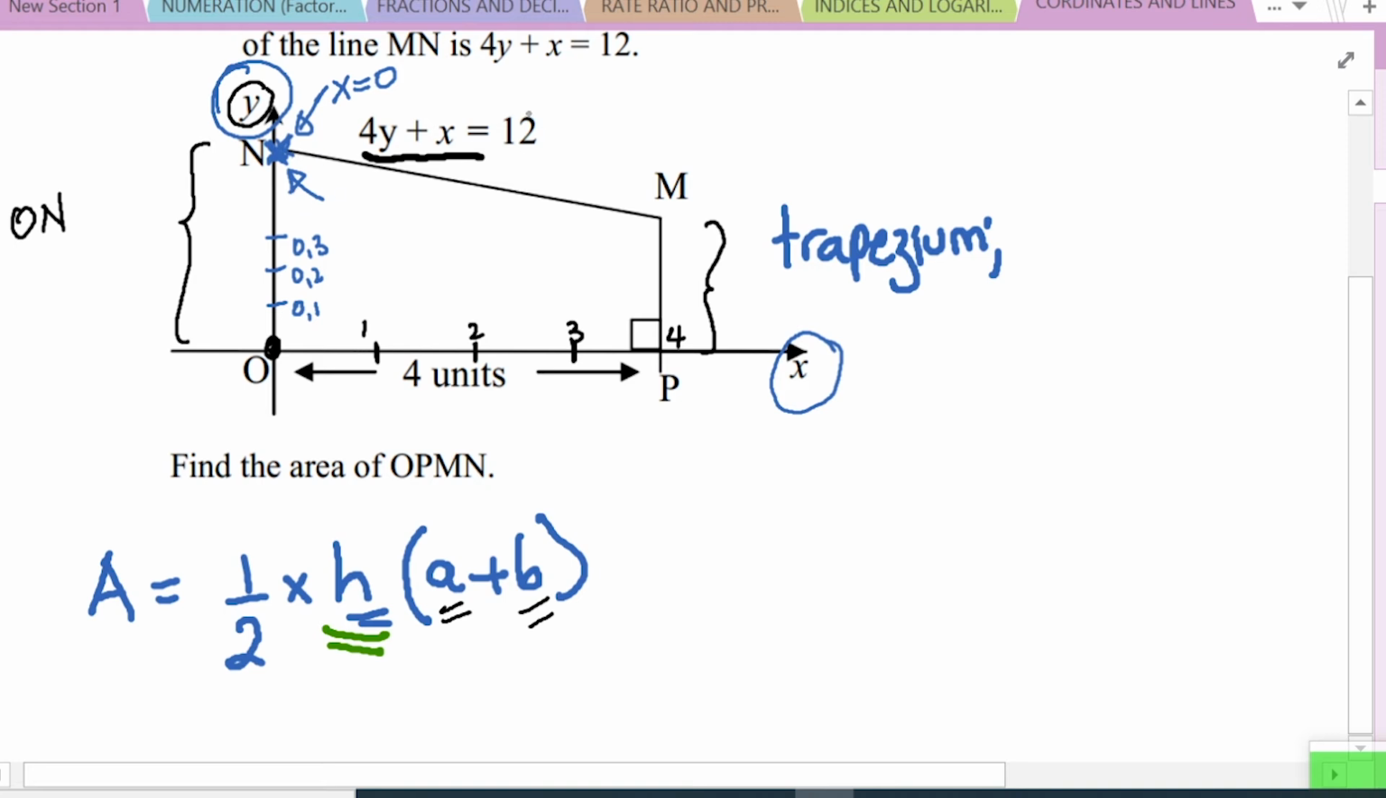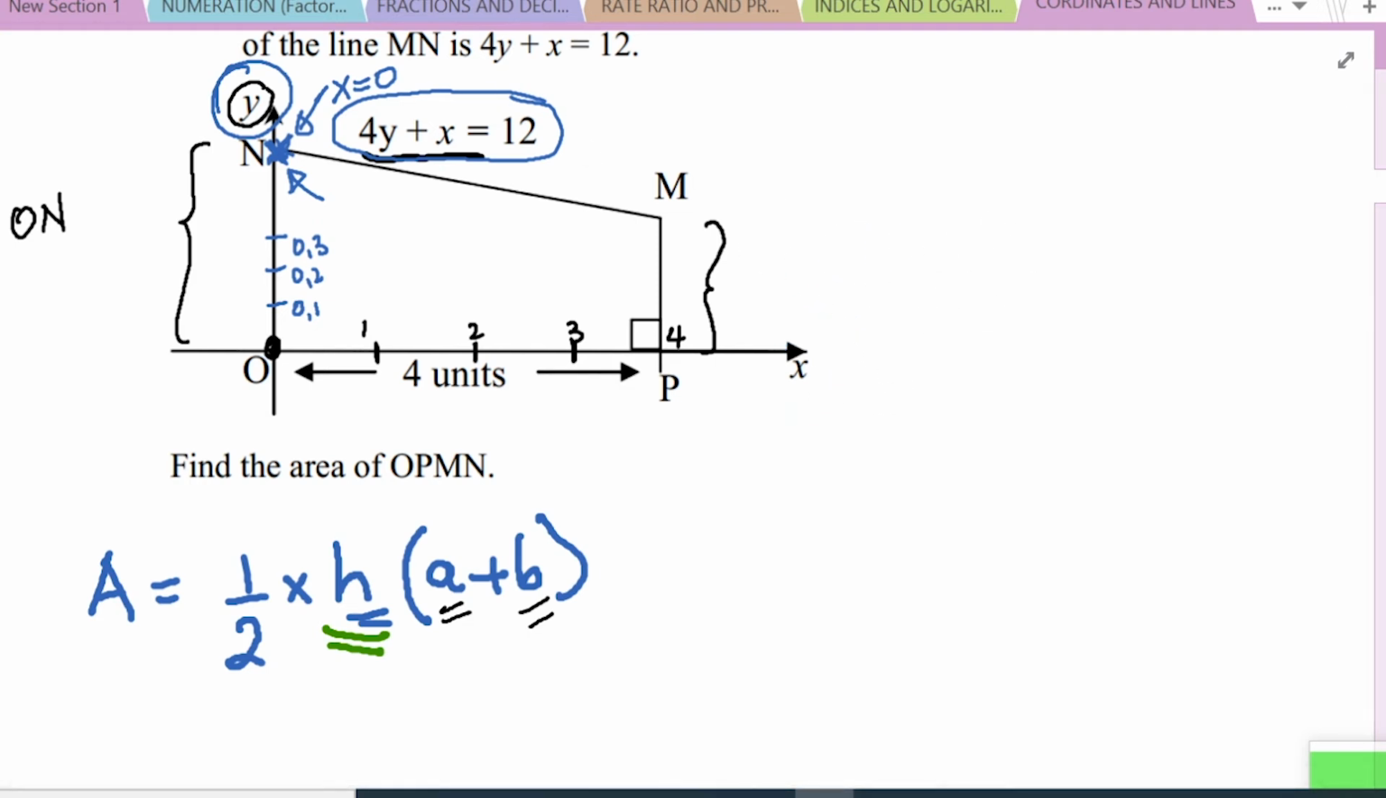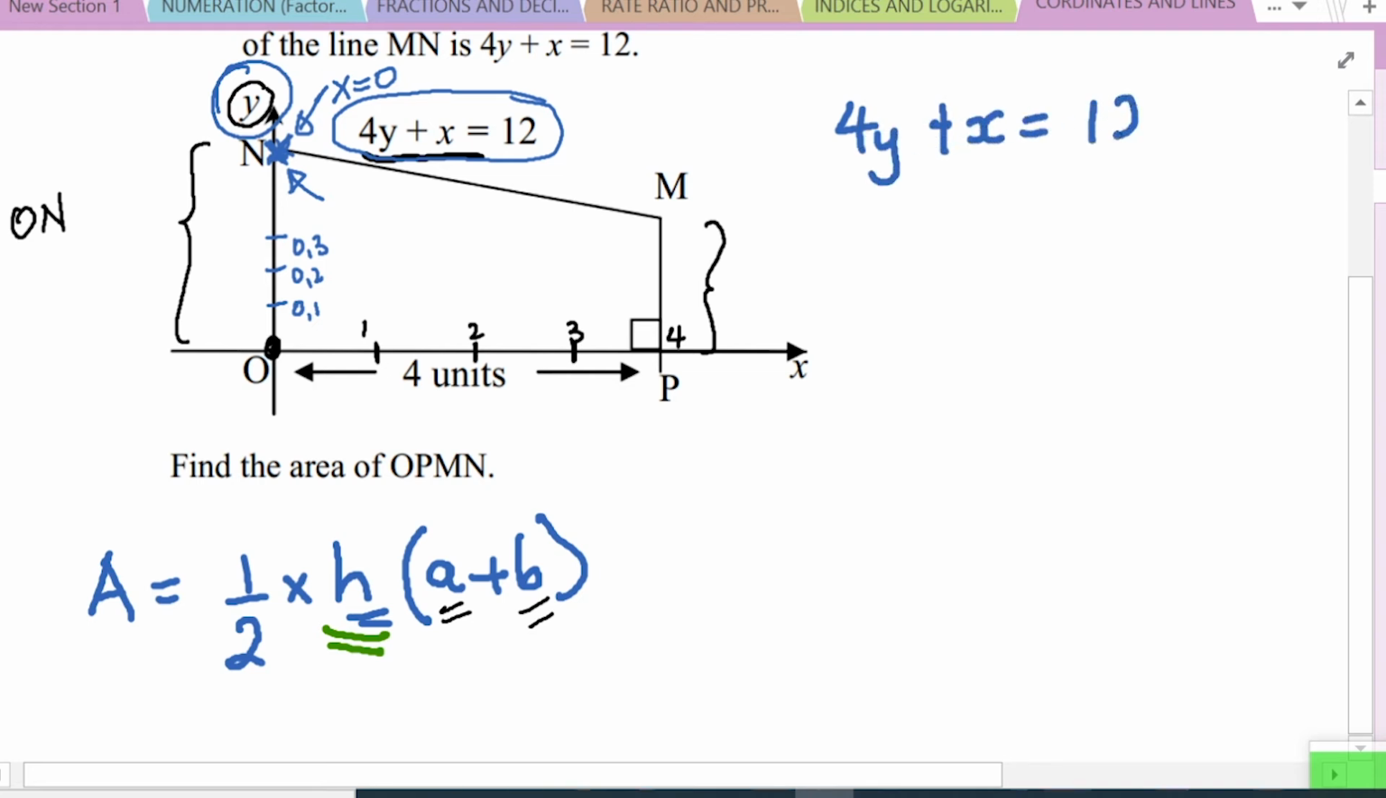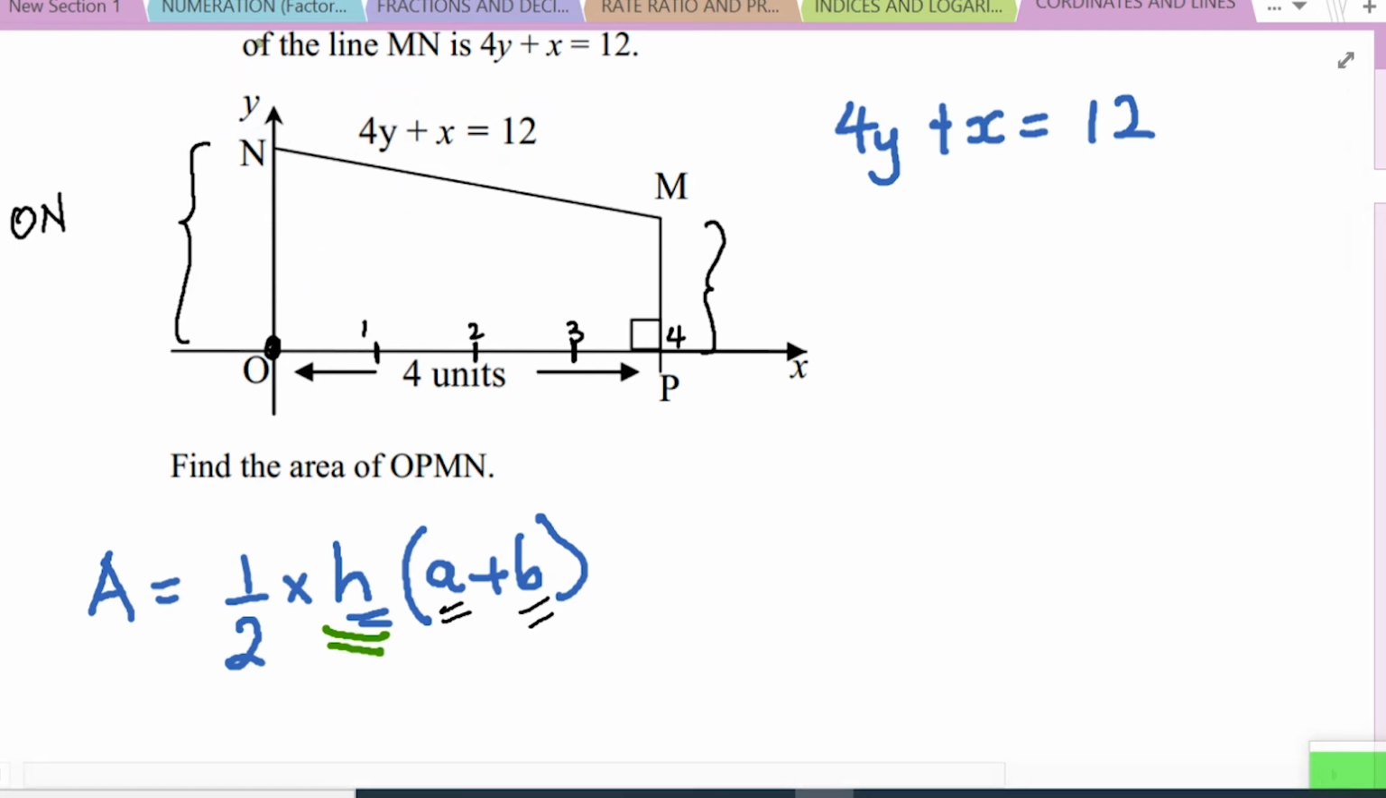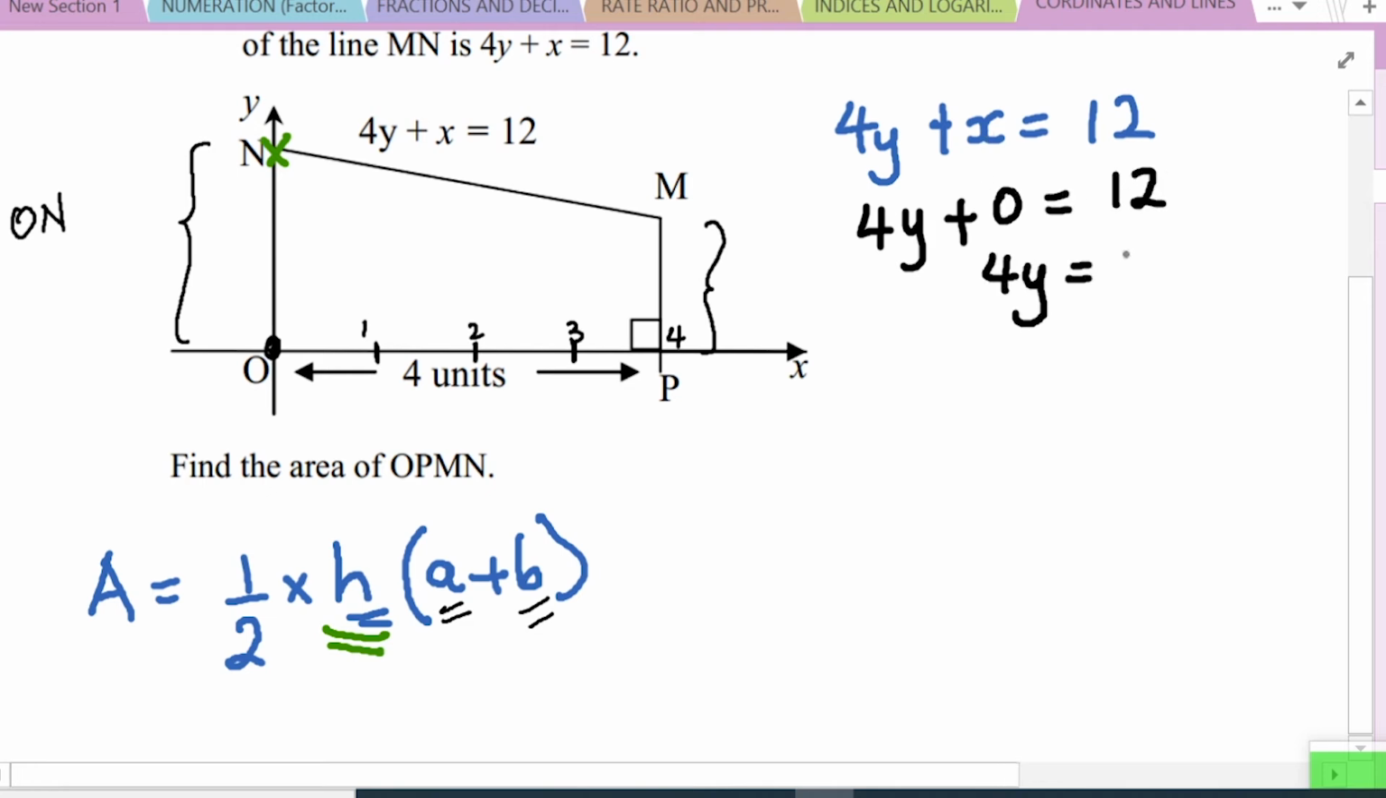Since we have the equation here that is connecting from that point, we shall simply say, we know that 4y plus x is equal to 12. But we know that at this very point, the value of x is 0. So what is the value of y at that point? It's going to become 4y plus the value of x, which is 0, is equal to 12. So this is 4y is equal to 12.